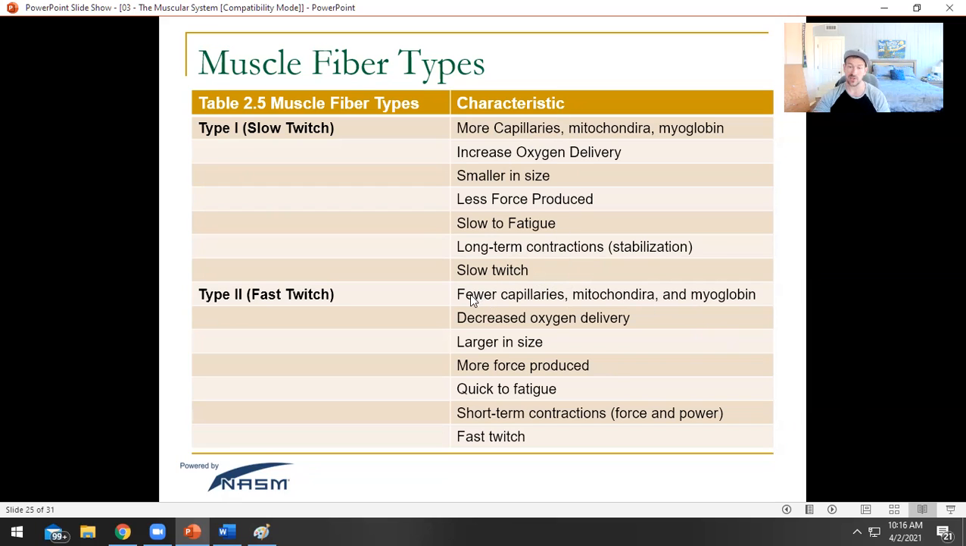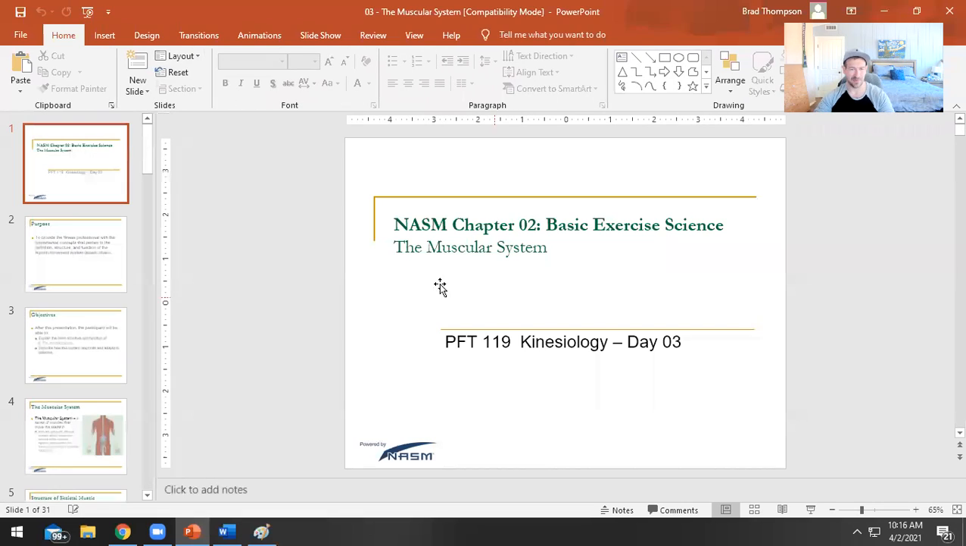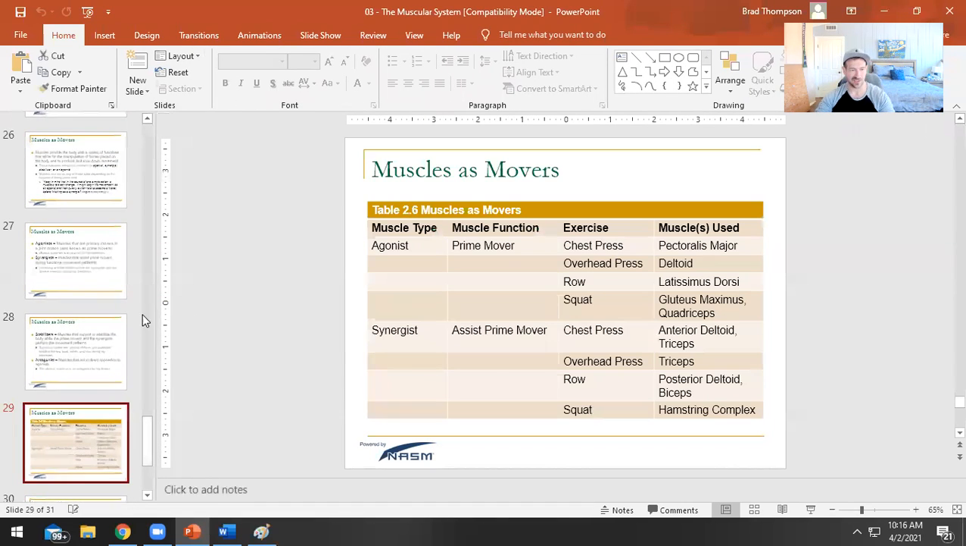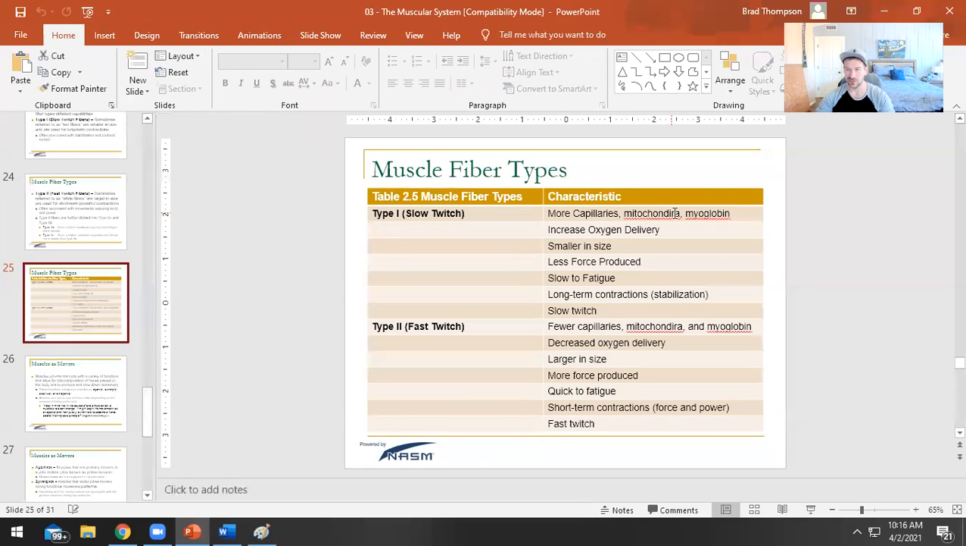Your fast twitch fibers don't have as much blood flow. Therefore, they don't have as much mitochondria, and not as much myoglobin.